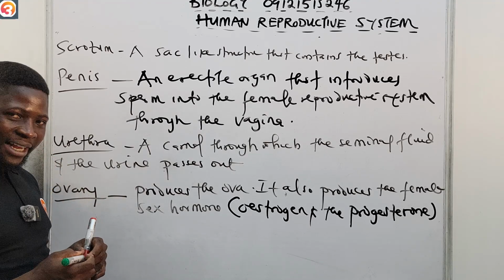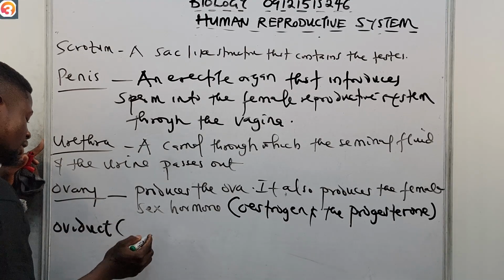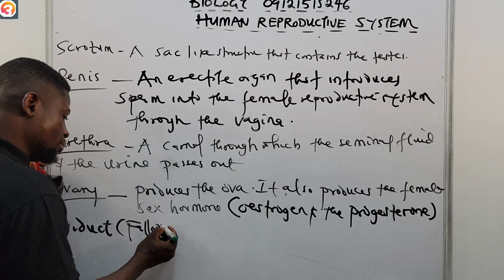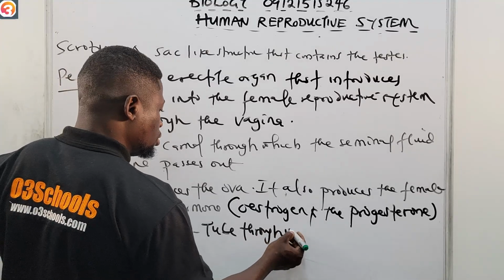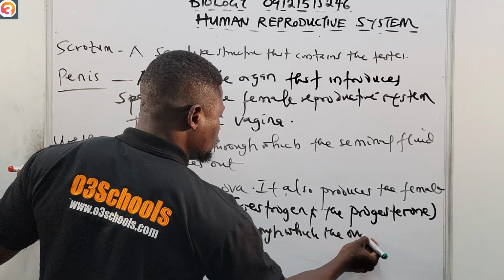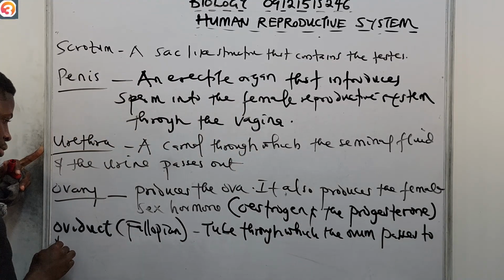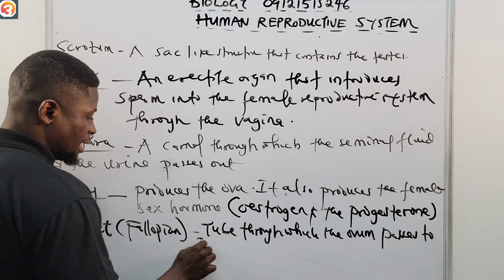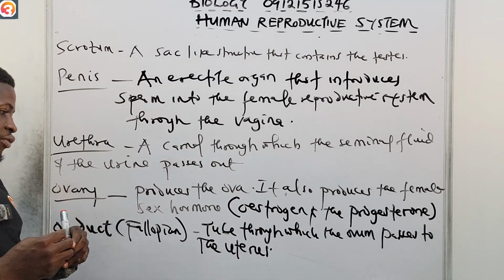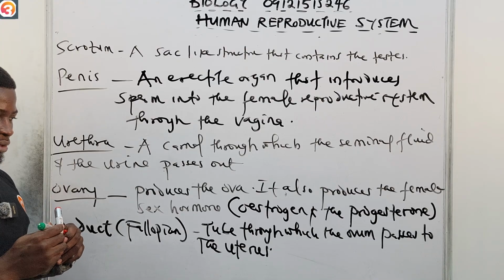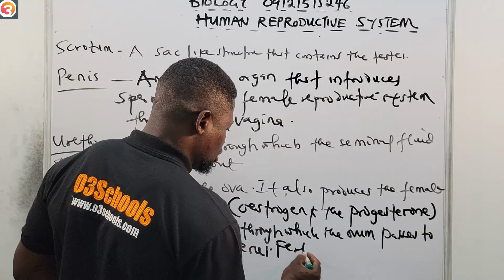Now let us see the oviduct, the one we call the fallopian tube. Okay, this is a tube through which the ovum passes to the uterus. It's a tube through which the ovum passes to the what? To the uterus. All right, and of course, it's also the place where fertilization takes place. Okay, fertilization also takes place here.